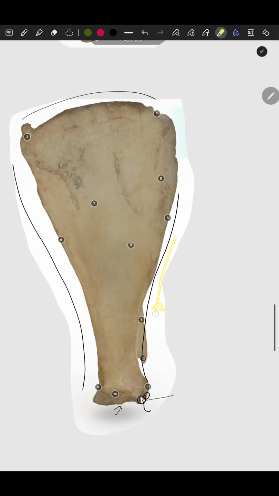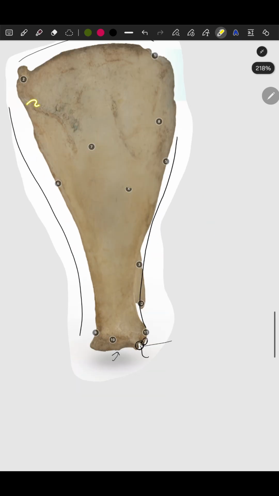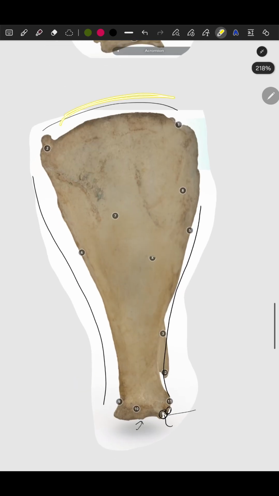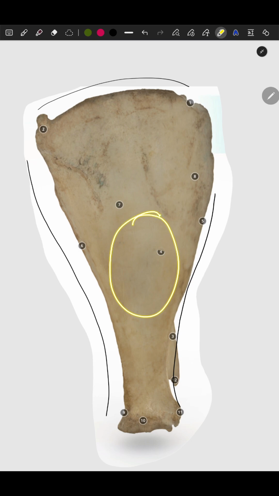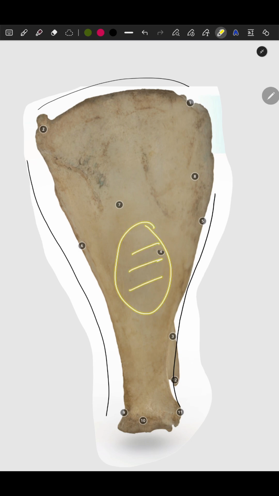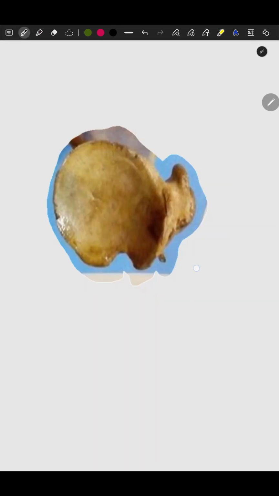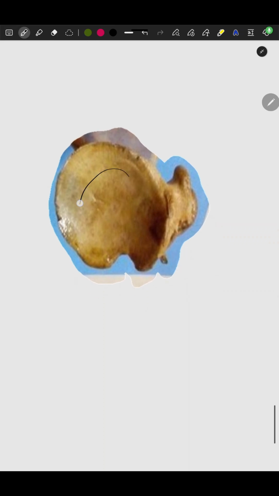This one is the anterior border, this is the posterior, and as we know, this is the vertebral border of the scapula. Now on the medial surface of the scapula, this is known as the subscapular fossa. Over here we can see some rough area. This is for the attachment of the serratus ventralis muscle, and in the subscapular fossa there is an attachment of the subscapularis muscle. And this is the glenoid cavity.